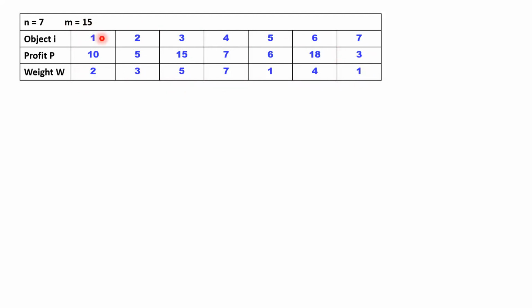Each object will also be given a profit. Assume that profit is in rupees. That means if I sell this object 1, I'll earn a profit of 10 rupees. If I sell object 2, I'll earn a profit of 5 rupees. So as such, there are 7 objects. Each object has a weight and each object has its associated profit.